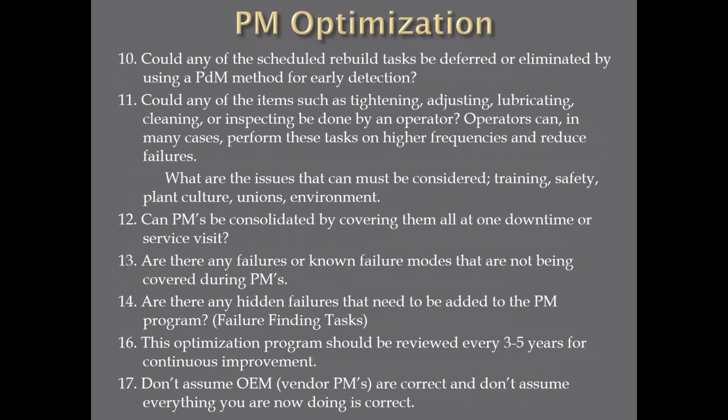The optimization program we're looking at here should be reviewed every 3 to 5 years, because PMs will change as the plant markets change, as the plant operating rates change. There may be things you're checking yearly, but if you've doubled the rate or capacity of the machine, maybe they need to be done twice a year, or every quarter, every month. The last one here: don't assume your OEM or vendor PMs are correct, and don't assume everything you're doing now is correct. Review your PMs, a good process to look at.